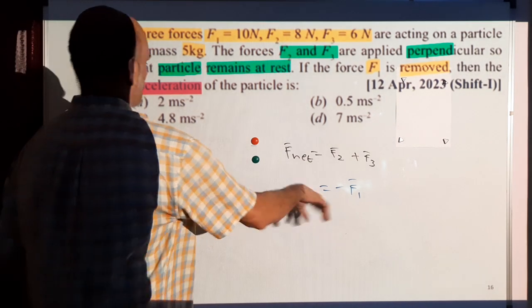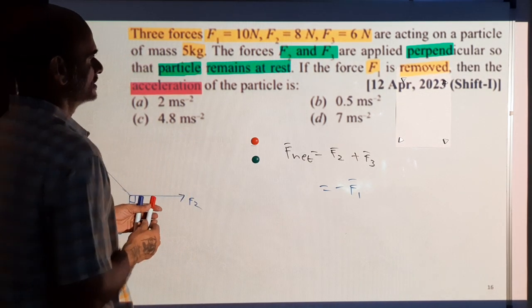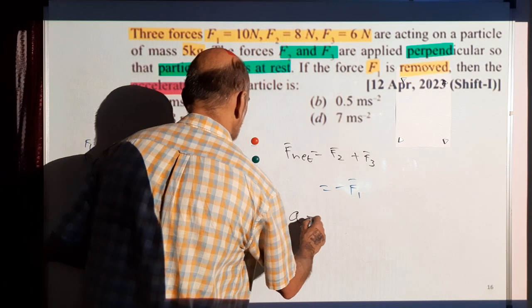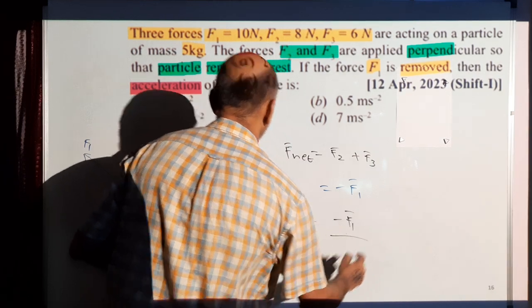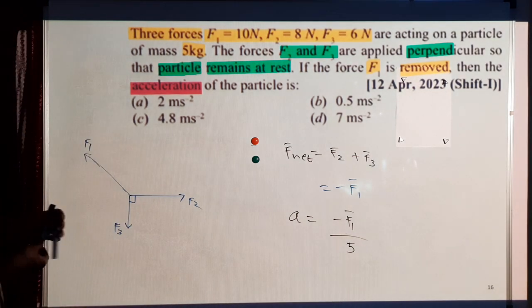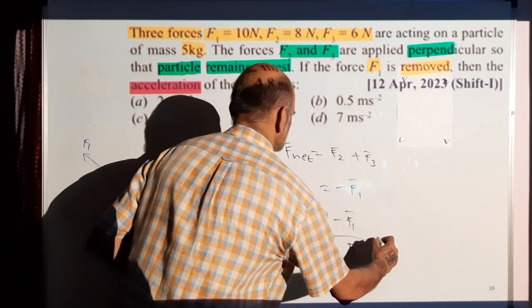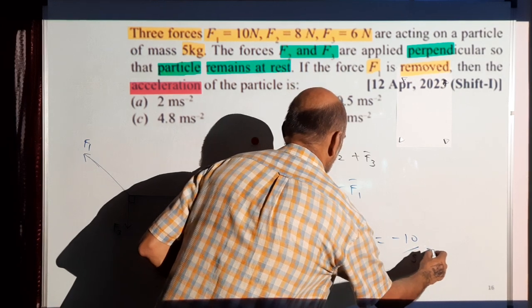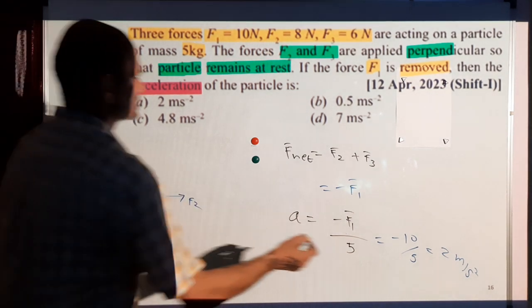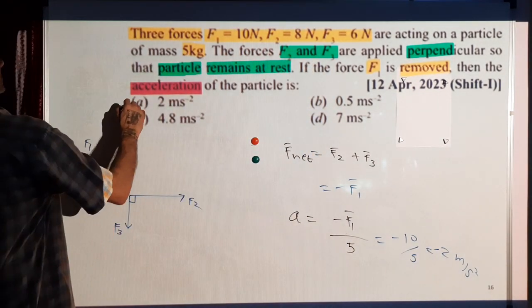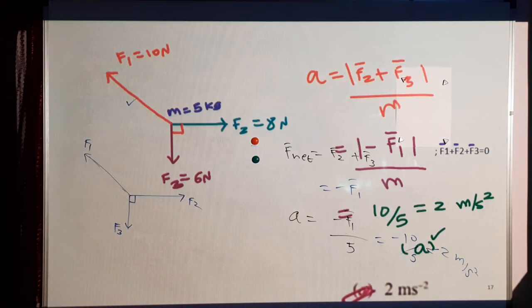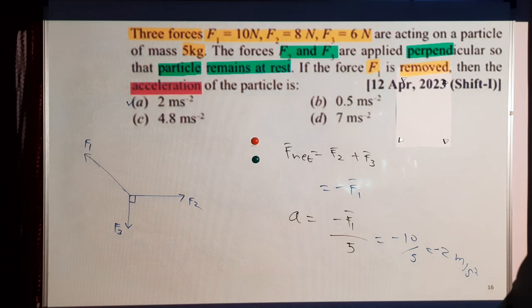So now the acceleration when it's moving in the second case where the F1 force is removed. The net force is minus F1, so acceleration will be minus F1 by mass 5 kg, and F1 is 10 Newton. So it's 2 meter per second square. Only magnitude is required. B is the correct option.